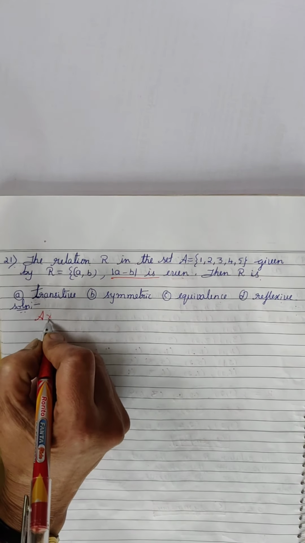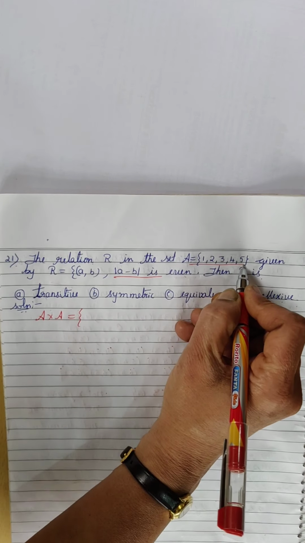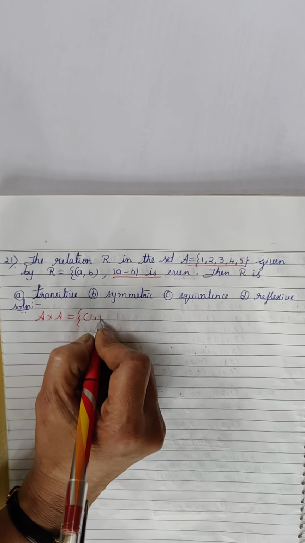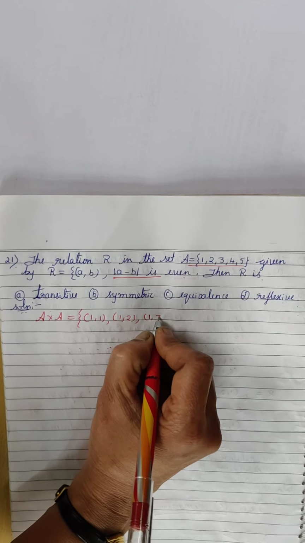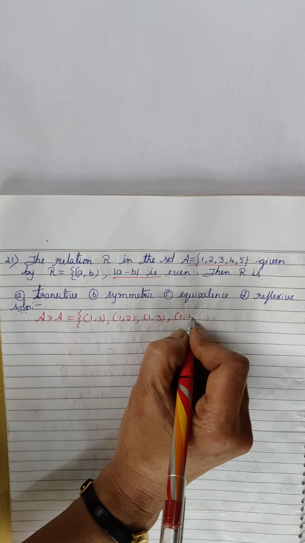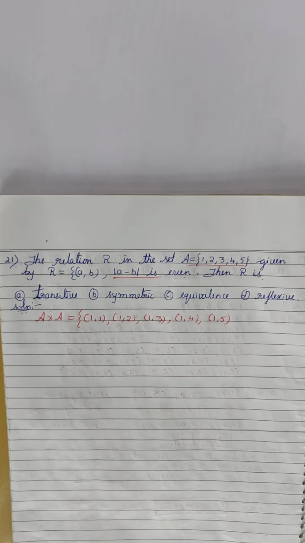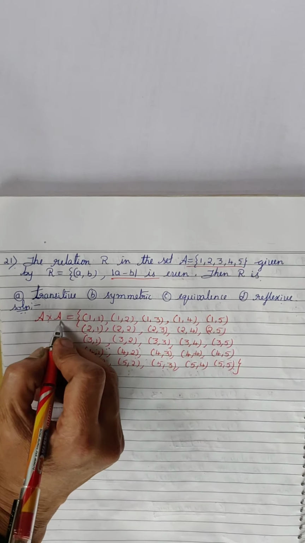A cross A we will do. That will be equal to, we have A = {1, 2, 3, 4, 5}. So we have the ordered pairs (1, 1), (1, 2), (1, 3), (1, 4), (1, 5). Yes, I have written the ordered pairs of A cross A.